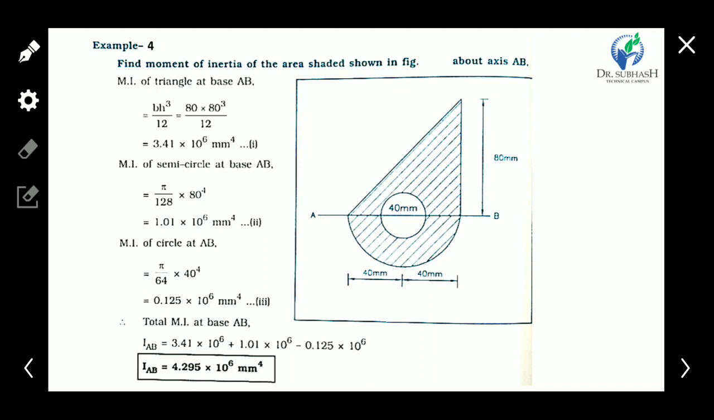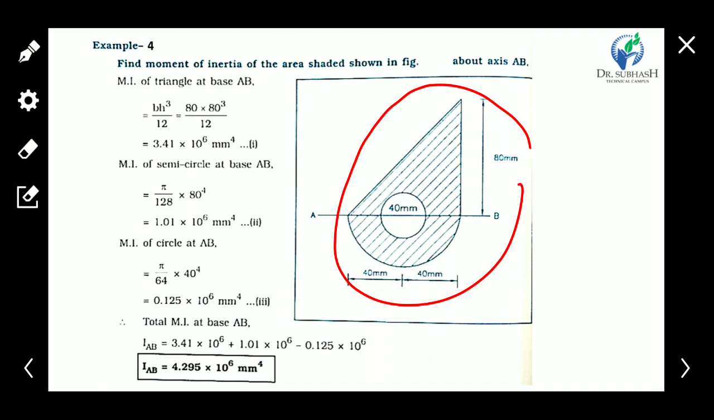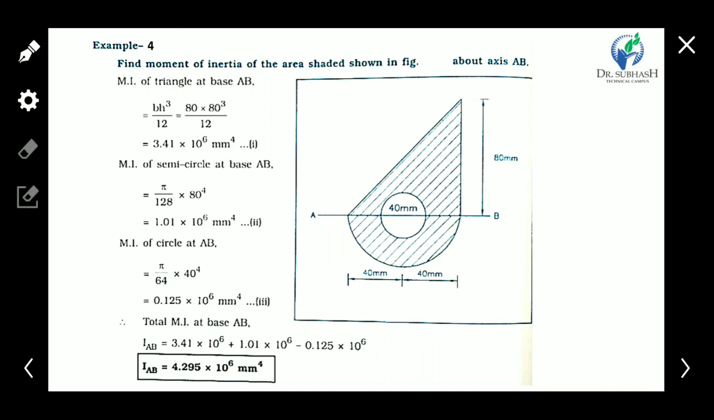From earlier examples, you very well know what we have to do to find the moment of inertia of a composite area. We find the moment of inertia of the individual areas, and then we sum the moments of inertia of all the elements. Similarly we can do it here, but the moment of inertia of the circle we have to subtract in the summation, because the circle is not counted in the shaded area. Now let's start from the first step.